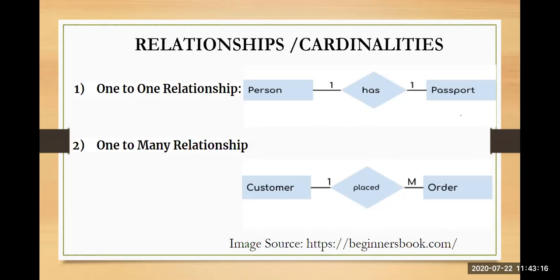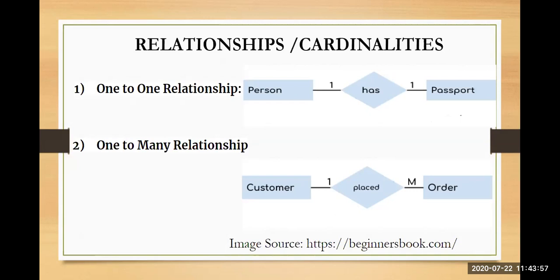Second, one to many. One to many is when a single instance of an entity is associated with more than one instance of another entity. In this example, we have customer as one entity, order as the second entity, and the relationship between these two is 'place'. We can say that a customer can place many orders, but an order cannot be placed by many customers. So that is your one to many relationship.